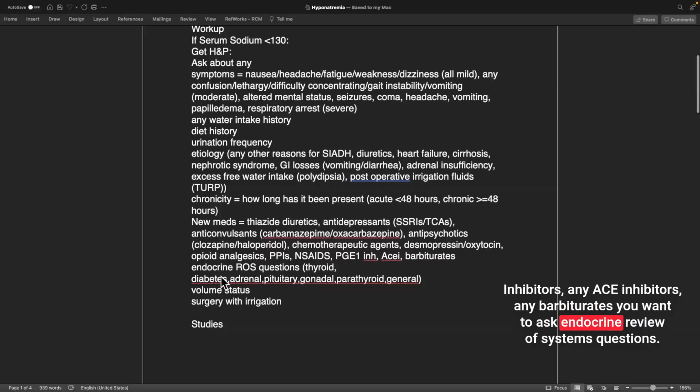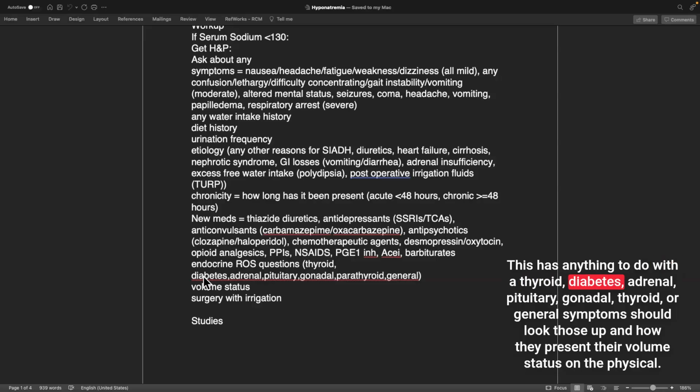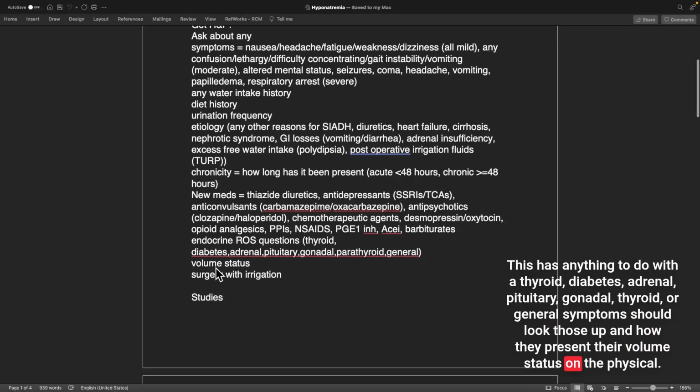You want to ask endocrine review of systems questions. This has anything to do with the thyroid, diabetes, adrenal, pituitary, gonadal, parathyroid, or general symptoms. You should look those up and how they present. Their volume status on the physical.